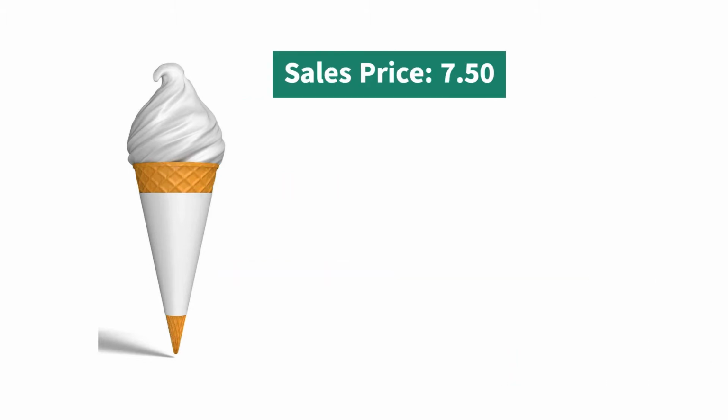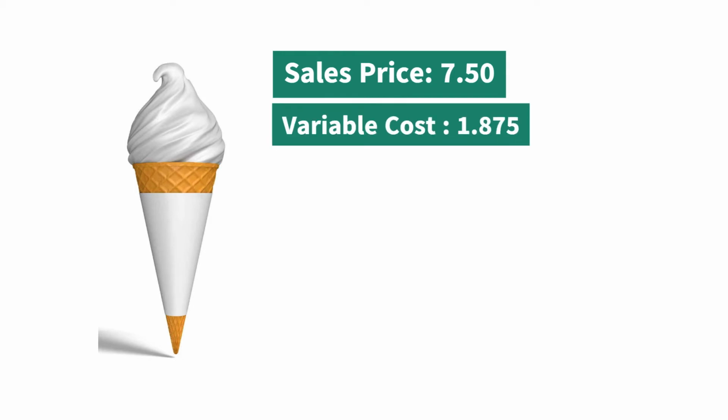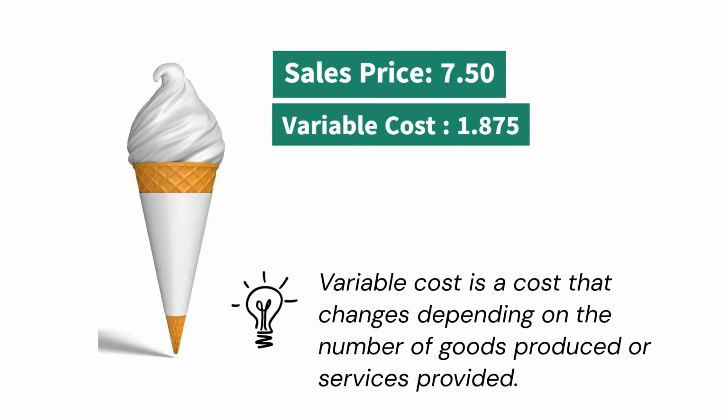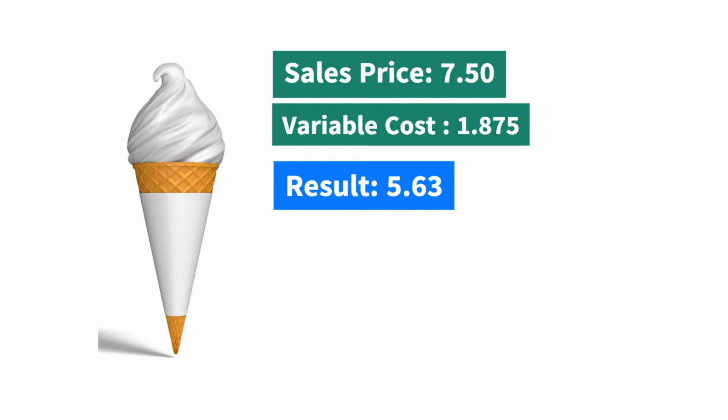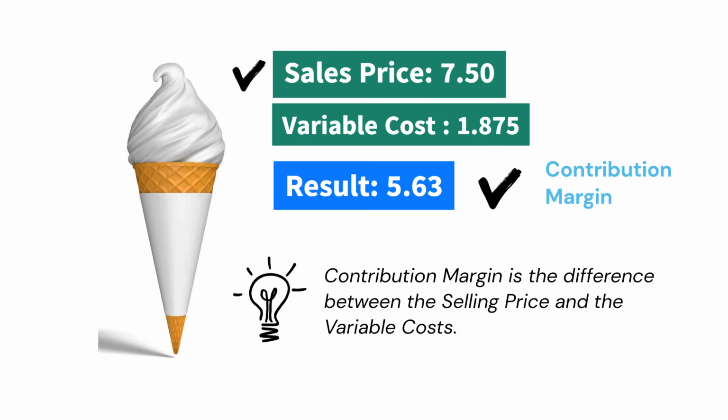Total variable cost of a cone is $1.875, that is our variable cost. Variable cost is a cost that changes depending on the number of goods produced or services provided. If we deduct our variable cost, that is $1.875, from the sales price $7.50, the result will be $5.63. Please note that $5.63 is not a profit. In fact, this is called a contribution margin. Contribution margin is the difference between the selling price and the variable costs.